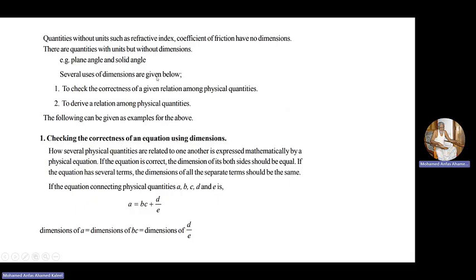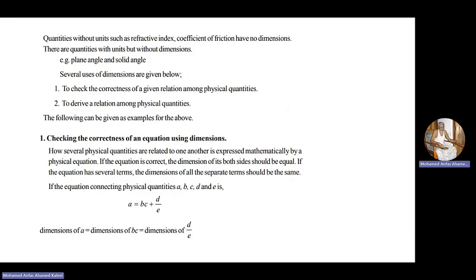Several uses of dimensions are given below. Dimensions can be used, number one, to check the correctness of a given relation among physical quantities. The second one is to derive a relation among physical quantities. Okay, checking the correctness of an equation using dimensions.